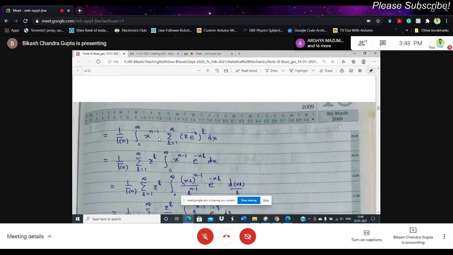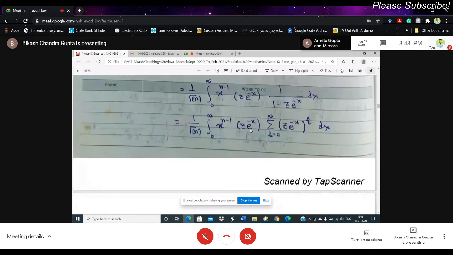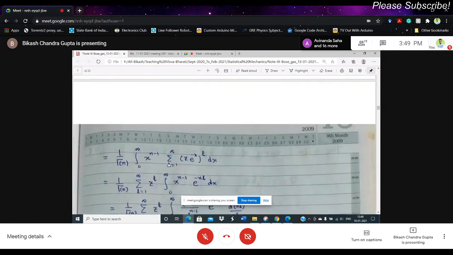Where is that? It's z times e to the power minus x, whole to the power l. So then you have to make l equals 1 to infinity, right? If you make it l equals 0 to infinity, then you have the power l plus 1, right? And you have written l equals 1 to infinity, and you have made l minus 1 equal to l. Okay, and then dx.